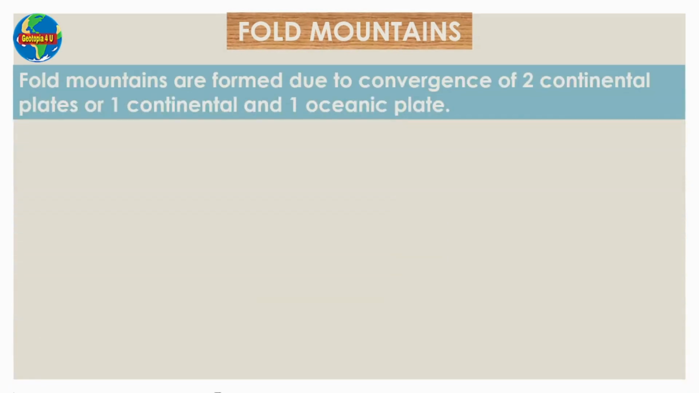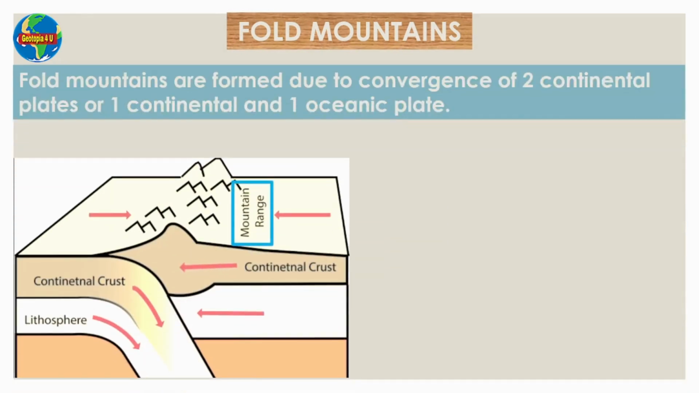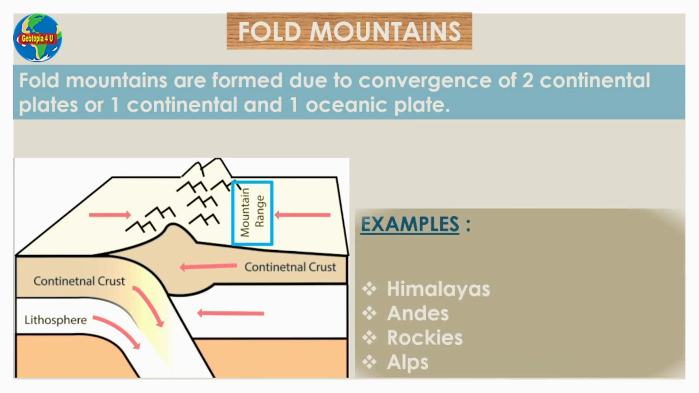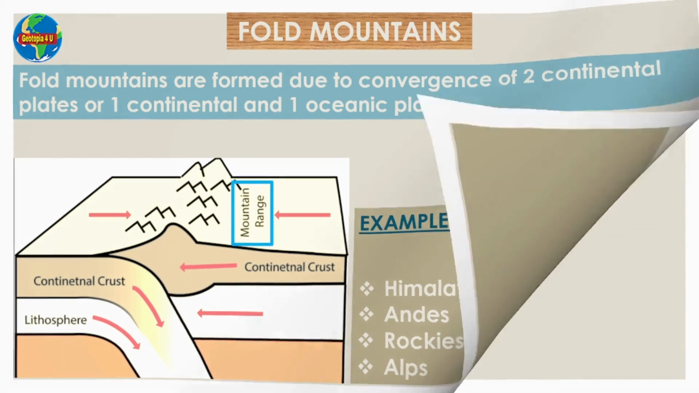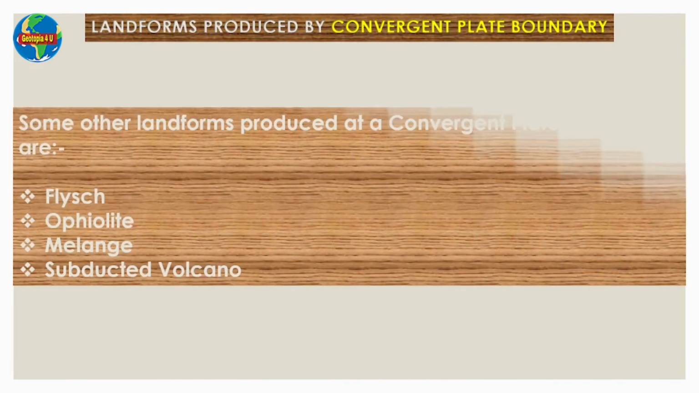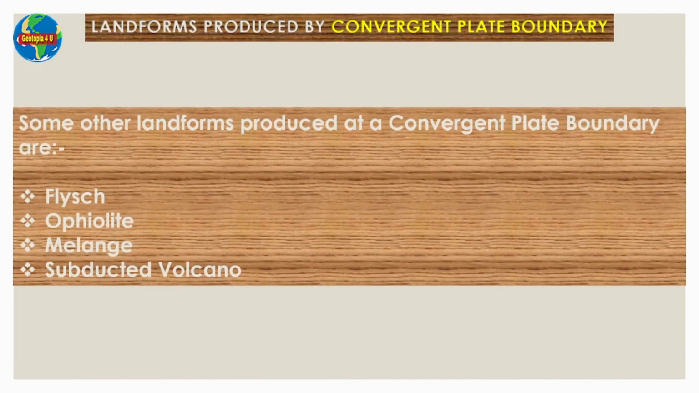Fold mountains. Fold mountains are formed due to convergence of two oceanic plates or one continental and one oceanic plate. Some examples of fold mountains include the Himalayas, the Andes, the Rockies, and the Alps. Some other landforms produced at a convergent plate boundary are trench, ophiolite, melange, and subduction volcano.